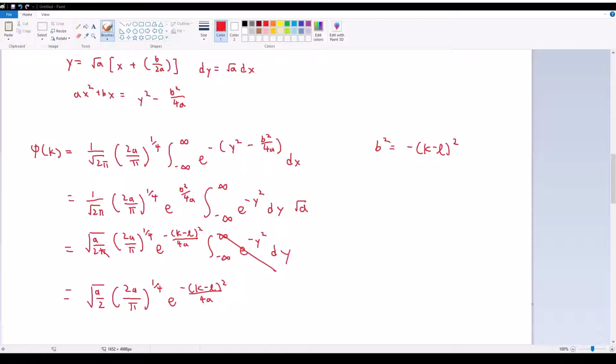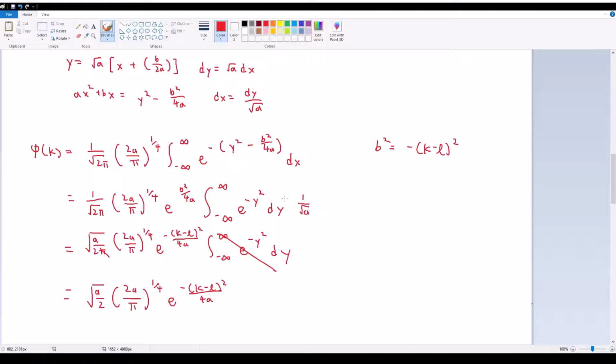Okay, quick correction. Apologies in advance. I just realized I made a bit of a mathematical error here. Going from dx to dy, we know that dy is equal to the square root of a dx, so that means dx is actually equal to dy over the square root of a. So I made a bit of a mistake here. This is supposed to be 1 over the square root of a.